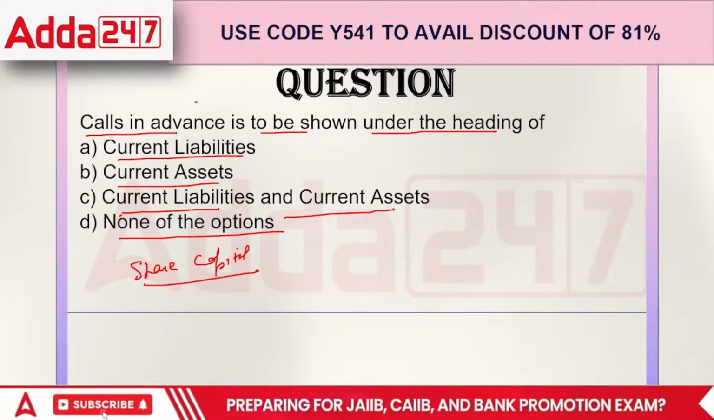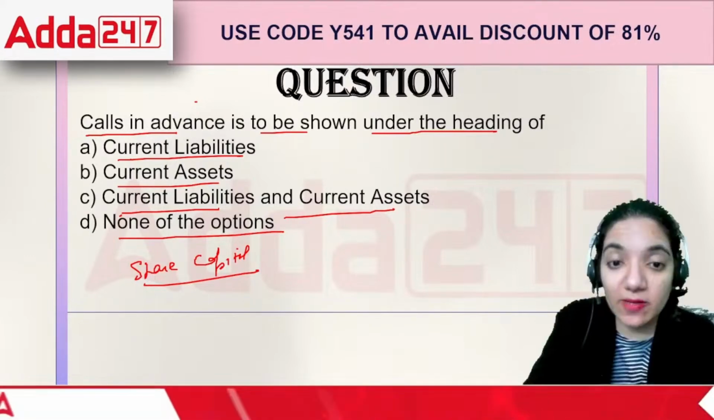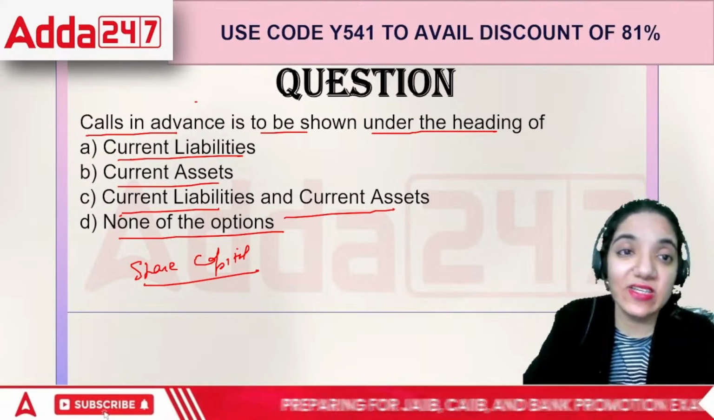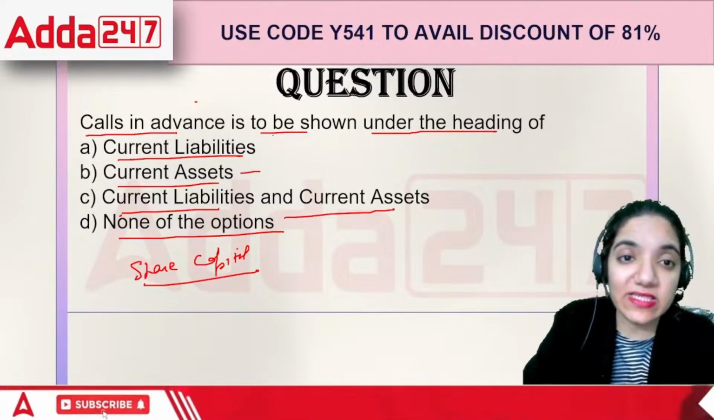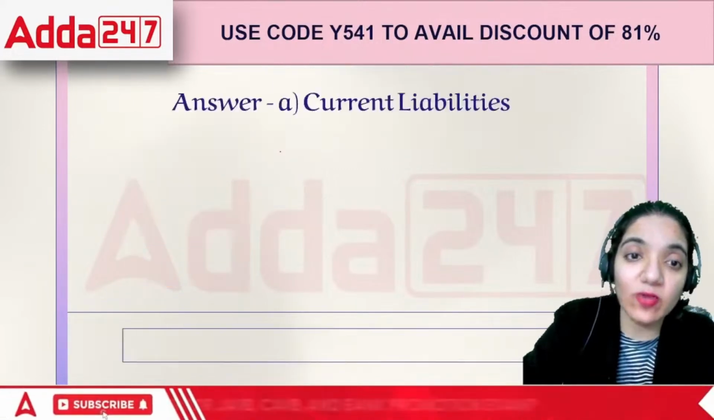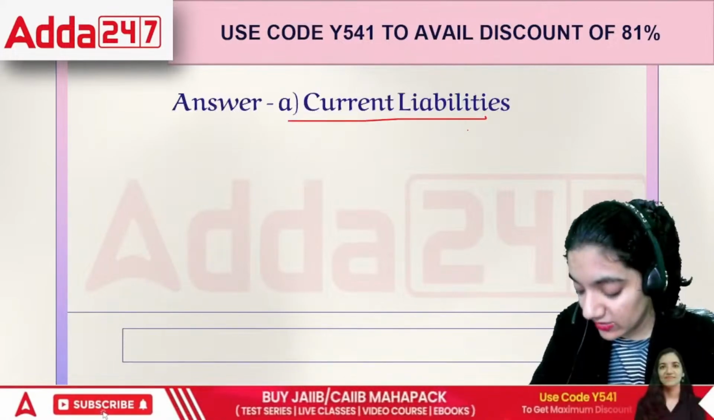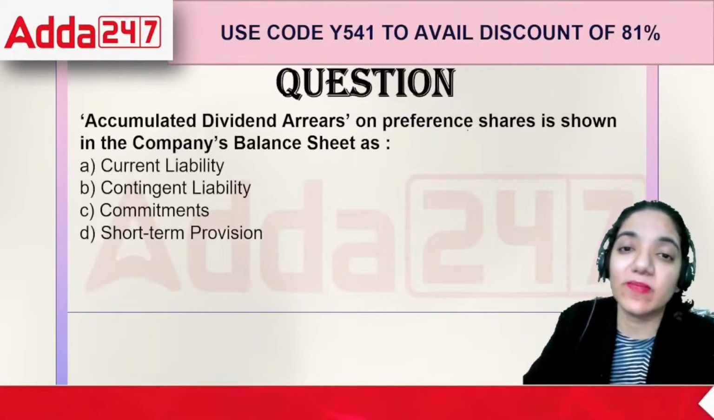So the correct answer in this question is that calls in advance would be shown under the heading of, it's basically a liability. People are paying in advance, so we are bound to respond to them, isn't it? So when we talk about calls in advance, it would be a current liability because we are going to give them that particular share later on. Not today, but yes, we'll be giving that share to them in the upcoming period.